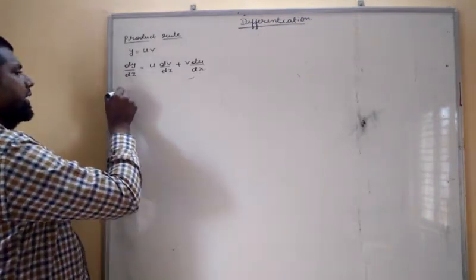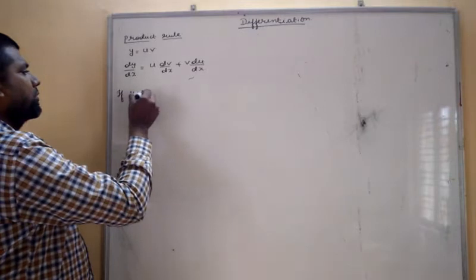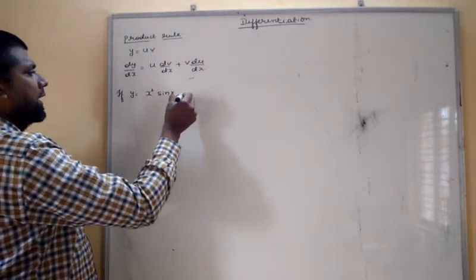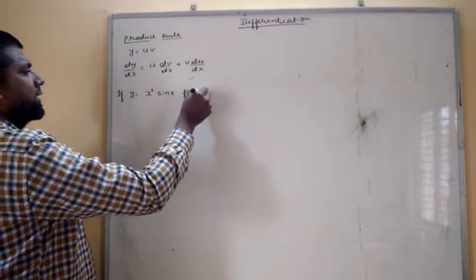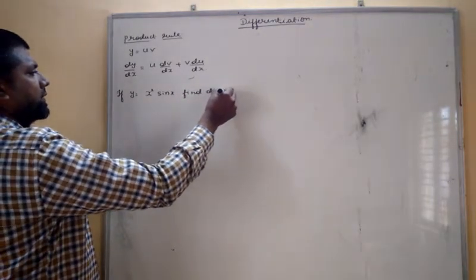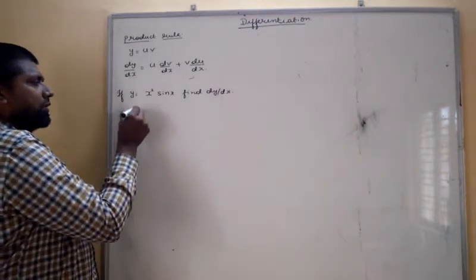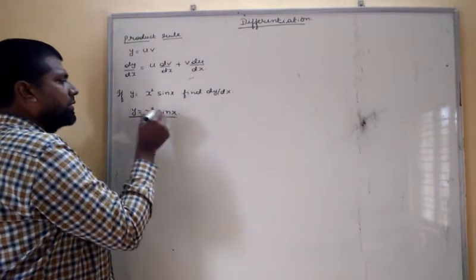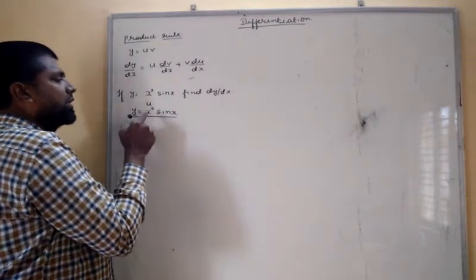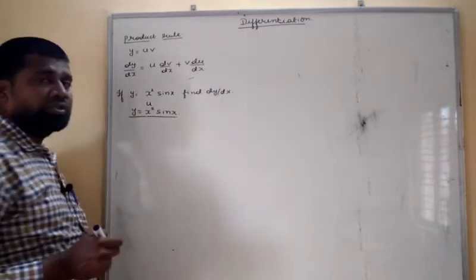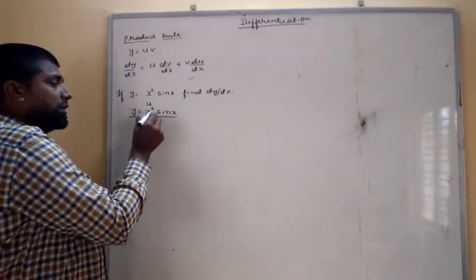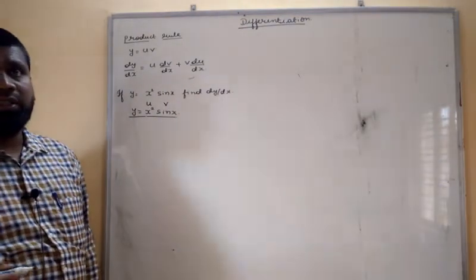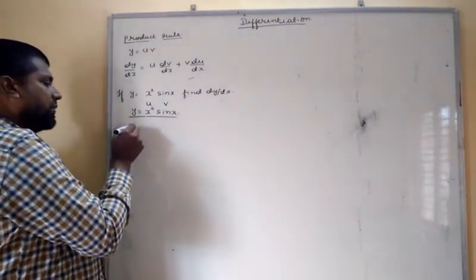The first problem, let us take: if y is equal to x square sin x, find dy by dx. So y is equal to x square sin x. Here there are two functions, and between the two functions there is no sign, so it is called the product rule. x square is a function and sin x is a function. Let us consider them u and v. So let us apply the formula here.